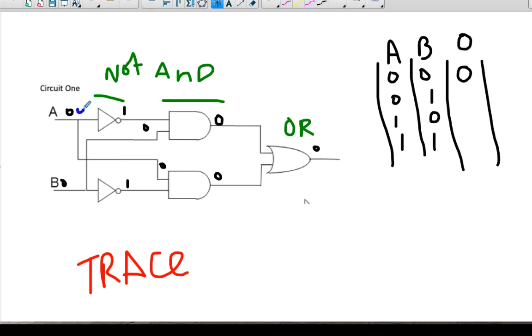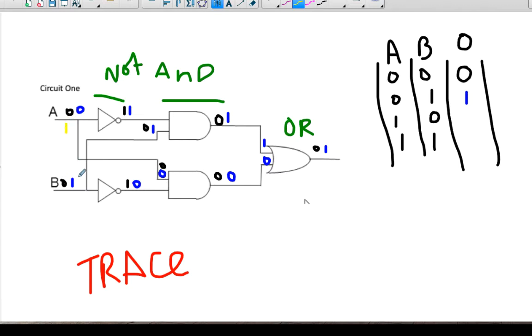Next, if I have a 0 in A and a 1 in B, when the 0 goes through the NOT, it becomes a 1. And then the 1. So in my top AND, it evaluates as 1. In my bottom AND, it evaluates as 0. When it goes through the OR gate, 1 and 0 becomes 1. So the answer for A is 0 and B is 1 is 1.